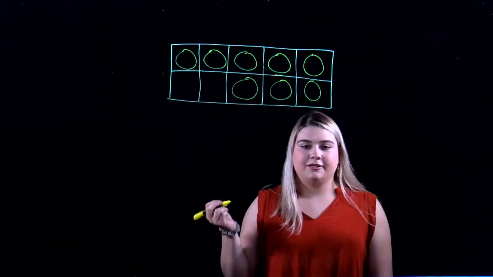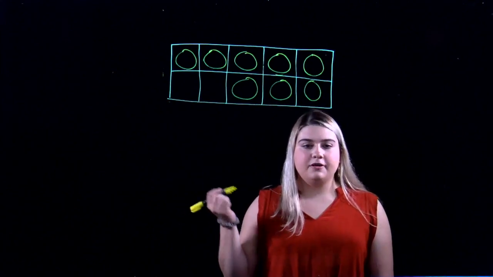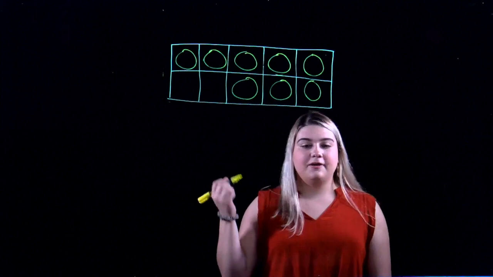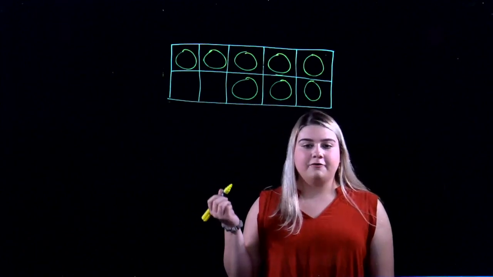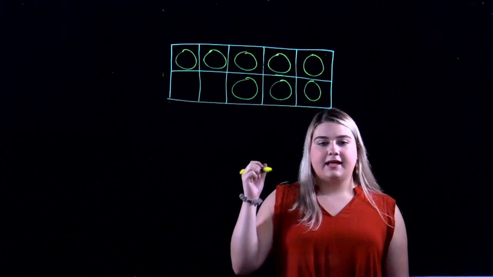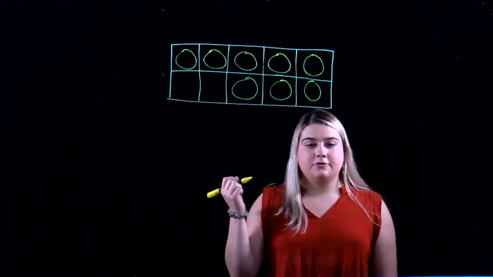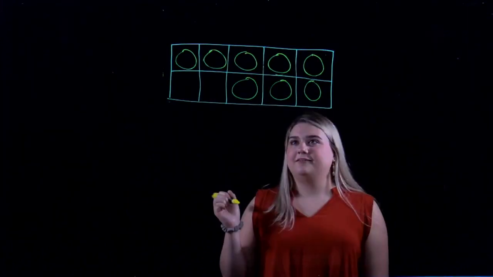We have to do this quickly. We know that if the top row is filled in the 10 frame, we have how many? That's right, we have 5. So we count however many are in the bottom row and add that to the 5 that is on the top row, and we get 8. So this 10 frame represents the number 8.